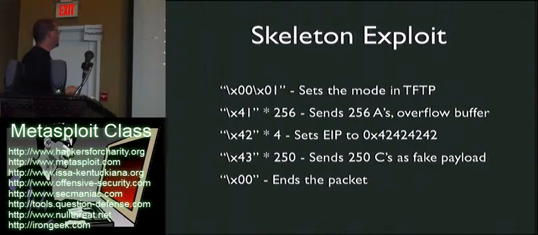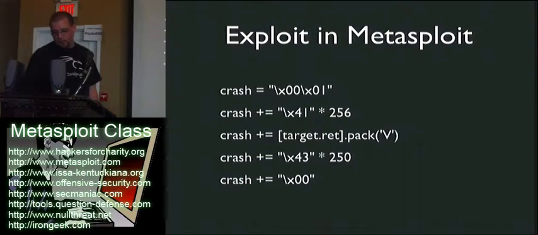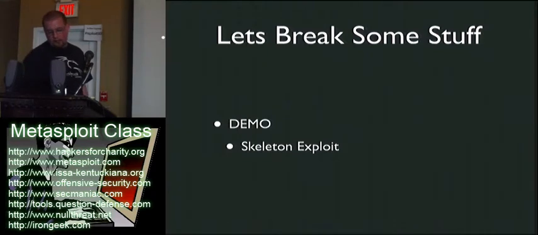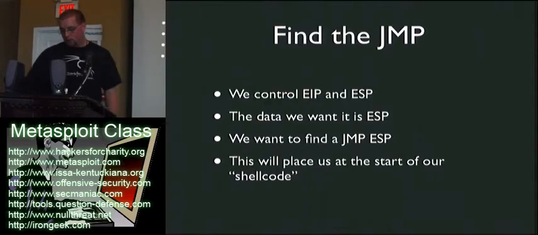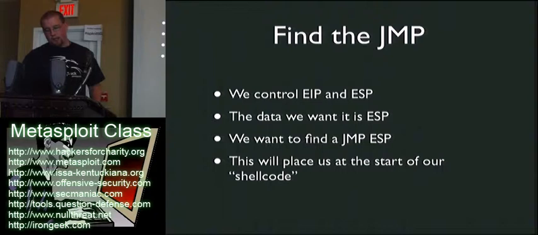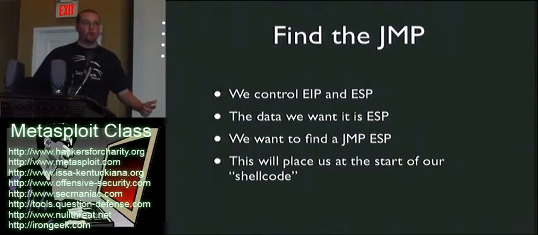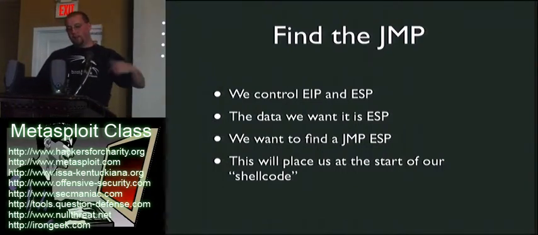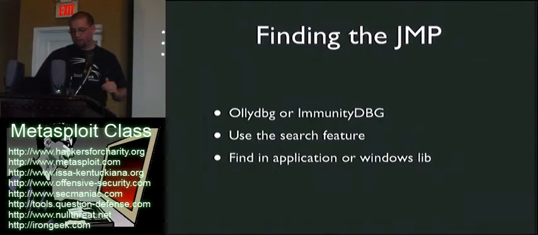So it sets the mode, sends the A's, points to B, sends the C's, and ends the transmission. That's exactly how it was worded. You guys have already seen that. Woohoo, we're there. Now we control EIP and ESP. The data we want to go to is in ESP. We need to find a jump to ESP, and that will put us right at the beginning of our shellcode.